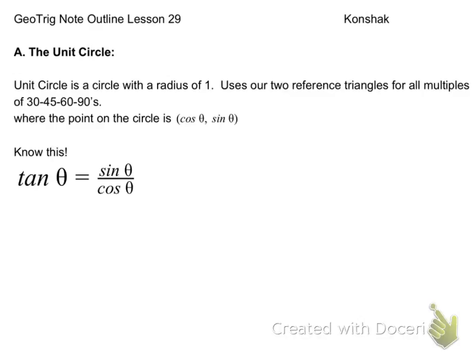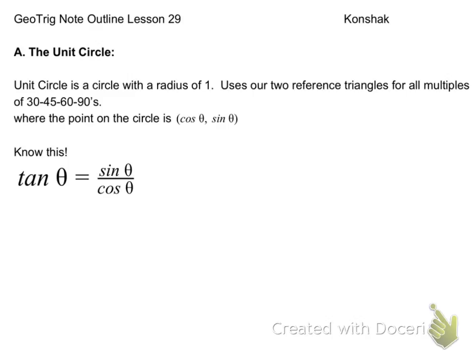Geotrig, this is lesson 29. We're going to talk about the unit circle today. What we're going to do is build the unit circle. The unit circle is a circle centered at 0, 0 with a radius of 1. We are going to use our two reference triangles for all the multiples of 30, 45, 60, and 90, and we are going to be able to create this unit circle.